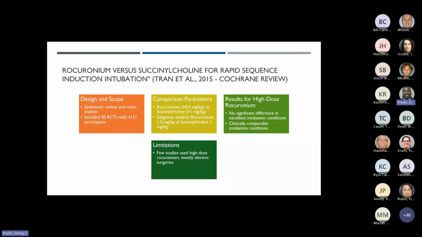Almost all of the data that you find with using doses less than 1.2 mg per kg of rocuronium has shown that succinylcholine is preferred. It provides better intubation conditions. And again, I think it's due to the fact that we don't wait long enough, the paralysis is not complete, and we're not getting the best bang for our buck when we're using those lower doses. But when looking at the results for high dose rocuronium, which for the most part most of our level 1 trauma centers are using, there's no significant difference in excellent intubation conditions and clinically comparable intubation conditions.